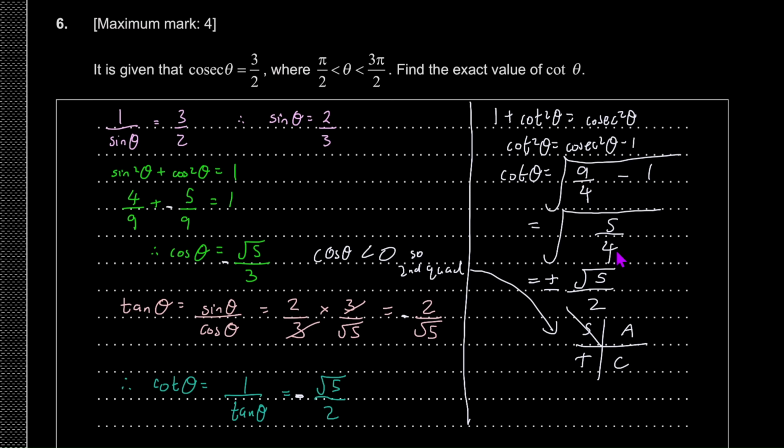9 over 4 minus 1 is 5 over 4, and the root of this entire thing is either plus or minus root 5 over 2. And since we know that your answer is going to be negative, you're going to come here to negative root 5 over 2 again, because cos theta is less than 0, and therefore it's in the second quadrant.